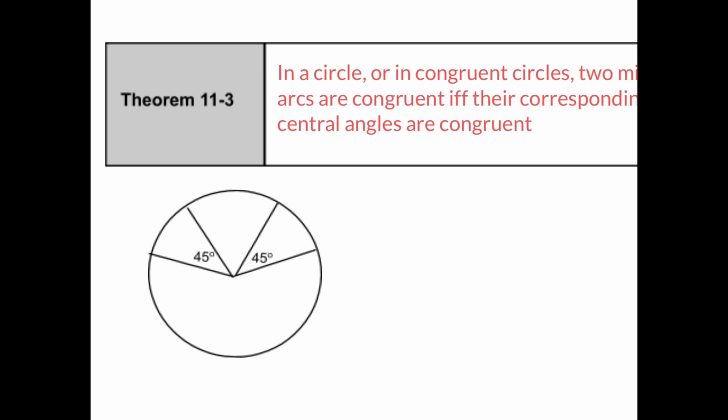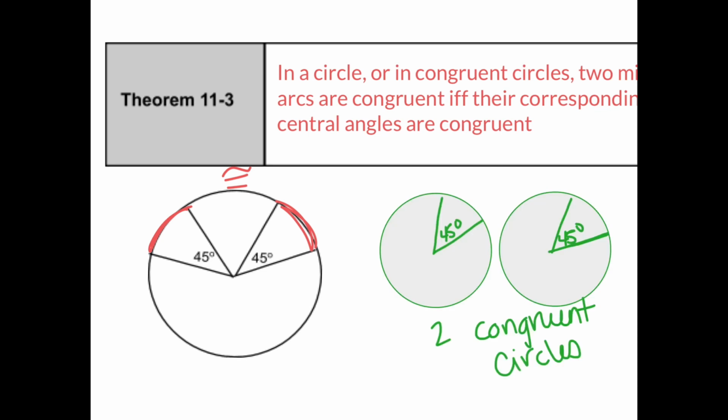Another theorem dealing with circles, arcs, and angle measures is that in a circle or in congruent circles, two minor arcs are congruent if and only if their corresponding central angles are congruent. So in this example, we have one circle, so it says in a circle. This is one circle with two congruent central angles. So this theorem simply says that the measure of this arc is congruent to the measure of this arc here.